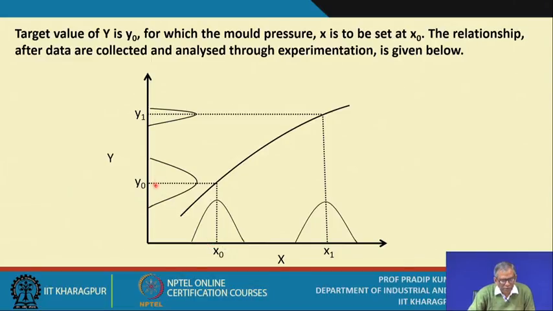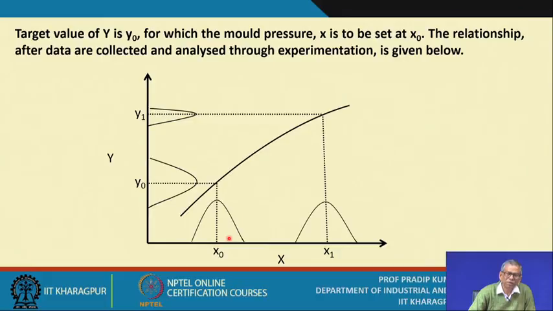But what do you get? That means excessive variability around y0. Is it acceptable to you? Definitely it may not be acceptable to you. Is it okay? So now the question is, how do you control this variability in y0?